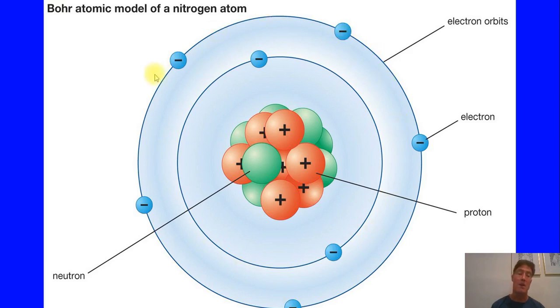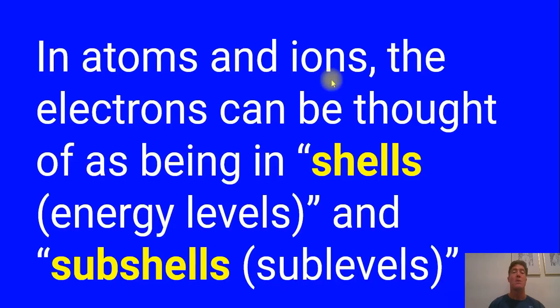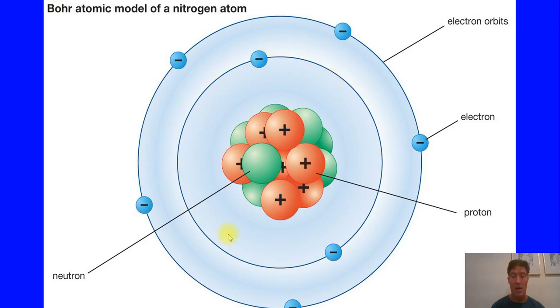Now it's hard to depict an entire orbital sphere, kind of a fuzzy sphere, so we depict it like it's in a planetary orbit. We know that's not true, but it helps us to keep track of things and to see the various shells and the various energy levels of the electrons in those shells. So in atoms and ions, the electrons can be thought of as being in shells. This would be shell number 1. We see 2 electrons in shell number 1, and then in this case, 5 electrons in the second shell.